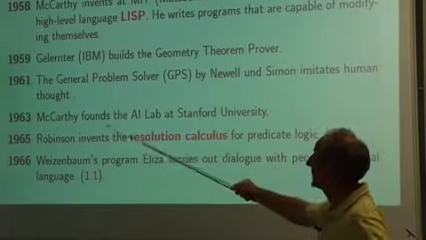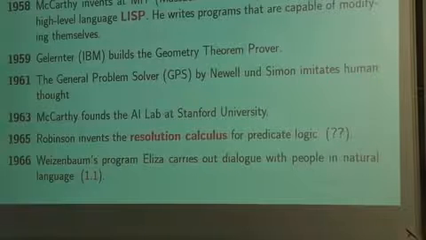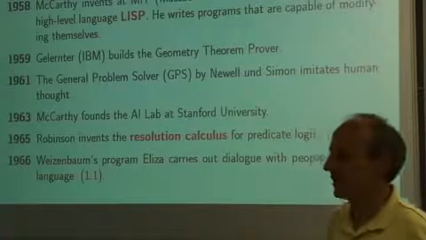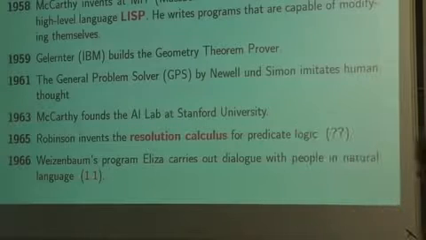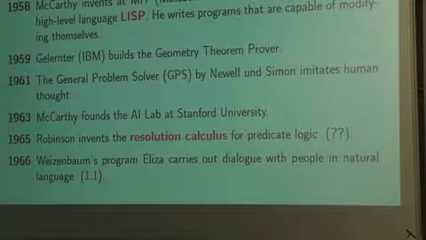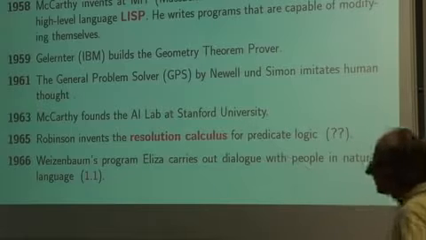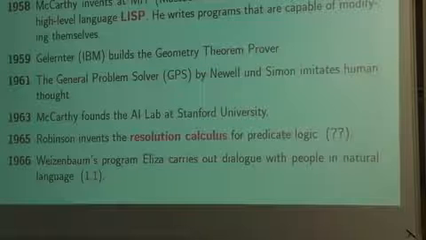Then in '63, McCarthy founded the AI lab at Stanford University. And I mean, we can still say today that the AI lab at Stanford is at least one of the best AI labs in the world. Maybe it is the best, or the biggest, or the lab with the most money. At least they have a lot of money, so they can hire the best AI researchers, and they do excellent research.